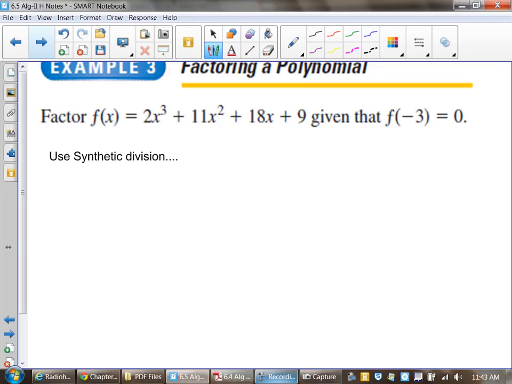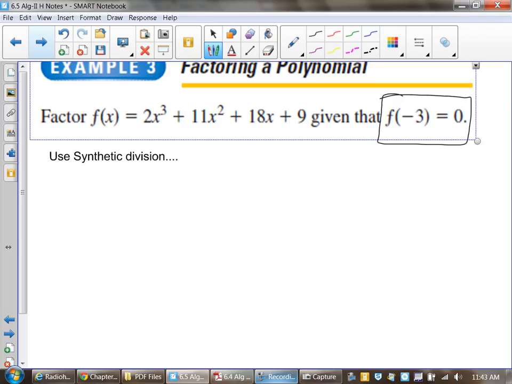I want you to look at what they're writing here. This says f of negative 3 is 0. So if f of negative 3 is the 0, when I'm synthetically dividing, am I using negative 3 or positive 3? I'm using negative 3. What'll happen here is it'll state f of negative 3 equals 0.